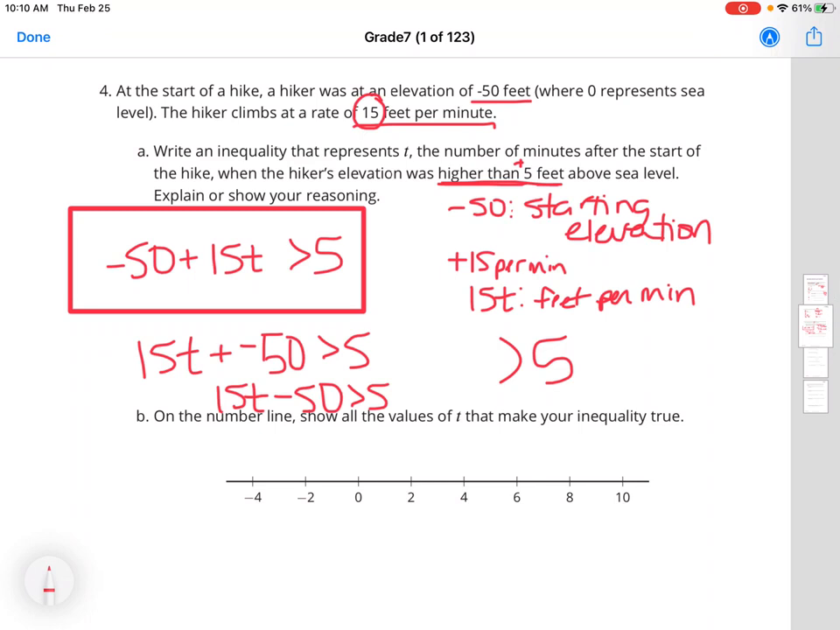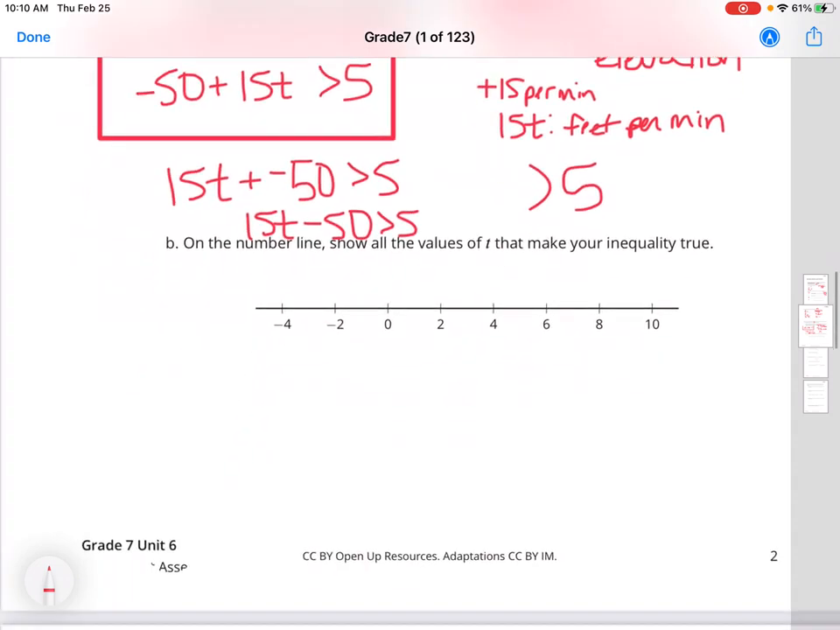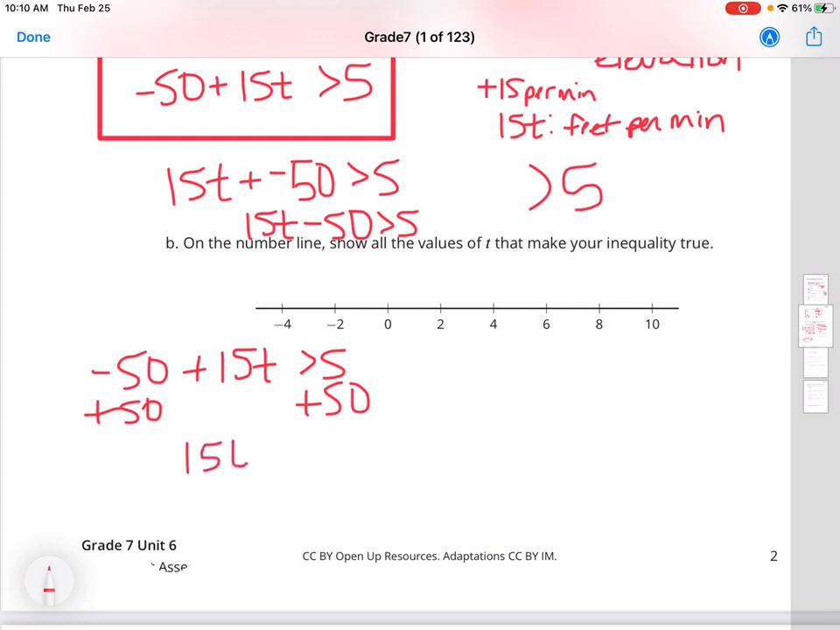Okay, on B it says show all the values of t that would make the inequality true. So in order to do that, I need to solve it. So I have negative 50 plus 15t is greater than 5. So I want to work backwards and use the inverse. So I need to add 50 to both sides. That gives me 15t is greater than 55.